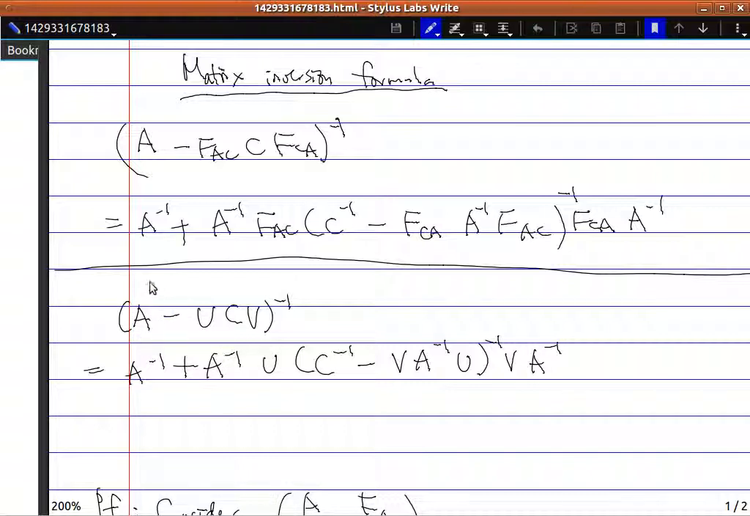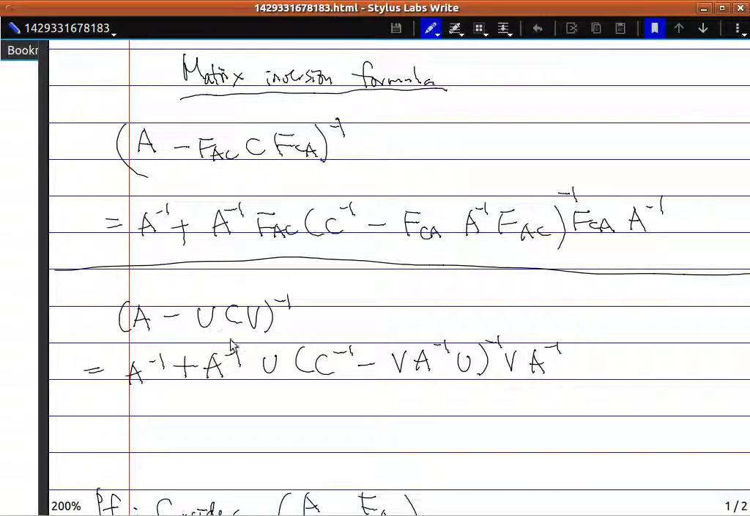I have a matrix A. It's either minus or plus, it doesn't matter. If I use minus here, minus u times c times v, then the inverse of that will be equal to this here. So it looks pretty ugly.